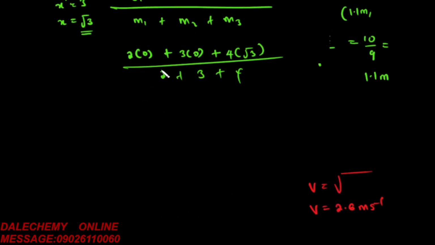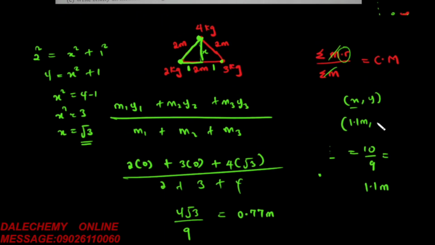So at the end, this becomes 0, 0, and we have 4 root 3 all divided by 9. So 4 root 3 divided by 9 gives 0.77 meter. So your y coordinate will become 0.77 meter. So this is going to be your center of mass.